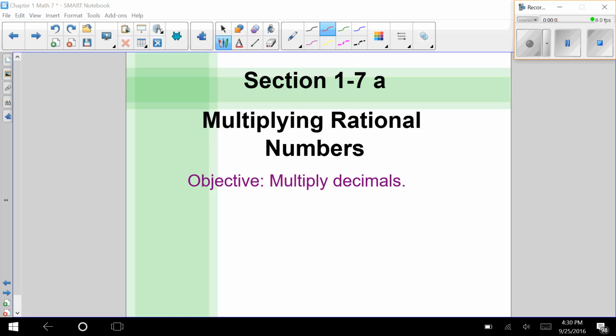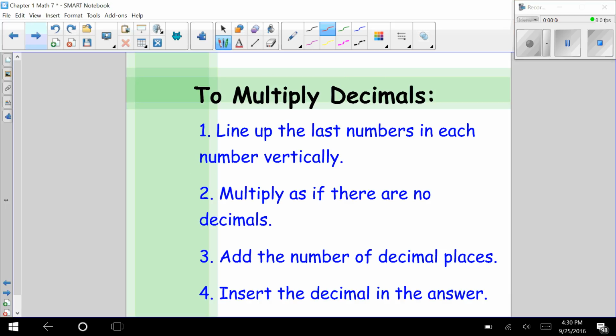7a, multiplying rational numbers. Today our objective is to multiply decimals. The steps to multiply decimals. First, line up the last numbers in each number vertically. So we're lining up the last digit this time.